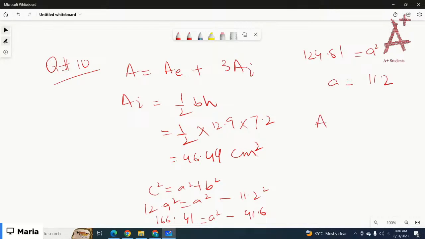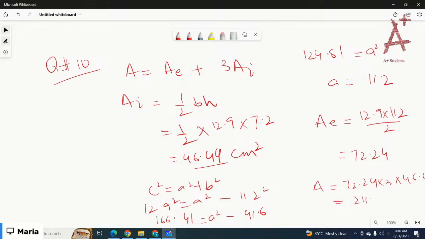That means the area of the equilateral triangle is 12.9 times 11.2 over 2 that equals 72.24. So you just have to add. It would be area of the equilateral triangle 72.24 and 3 times the area of 46.44, right? So when you do calculations, it would be 211.56. That is the area of the pyramid, right?